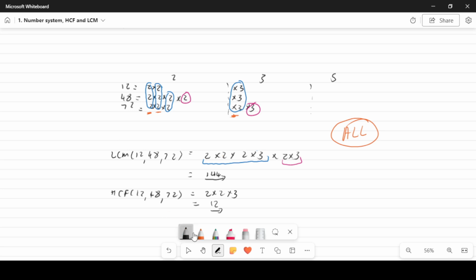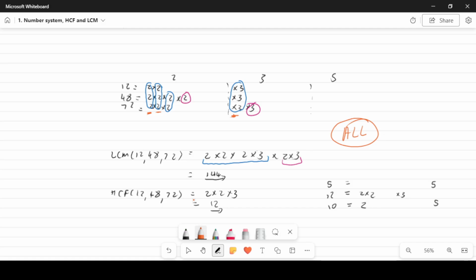Then I want to just give you a small trick question here. Let's say you're given 5, 12, and 10. 5 can only be factorized as 1 times 5 because it's a prime number, so I'll put it in there. 12 can be factorized into 2 times 2 times 3, and 10 can be factorized into 2 times 5.